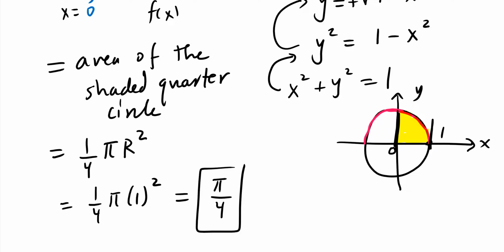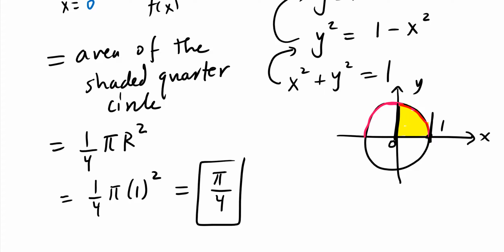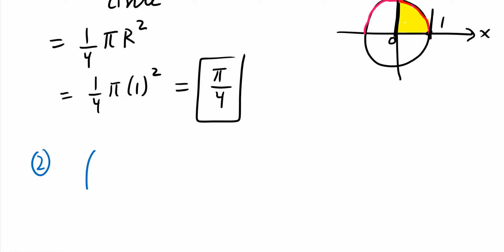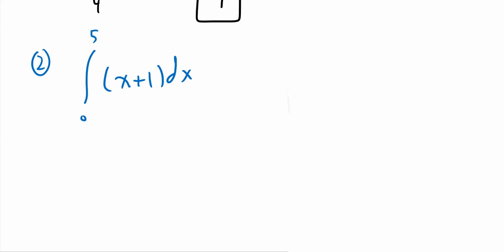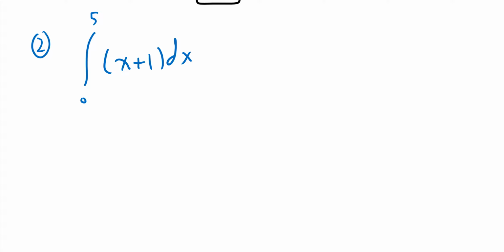That's using how we interpret the integral as areas, and we found it. Another example, let's say we're asked to find the integral from 0 to 5 of x plus 1 dx by interpreting this as areas. So again, what we need to do is graph the function. This is the function, y equals x plus 1.